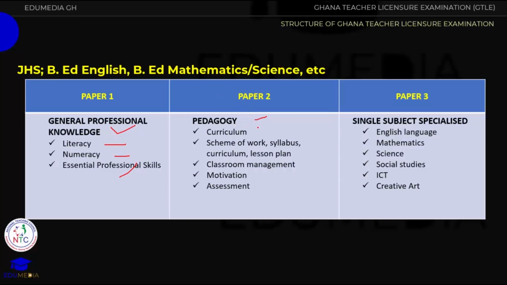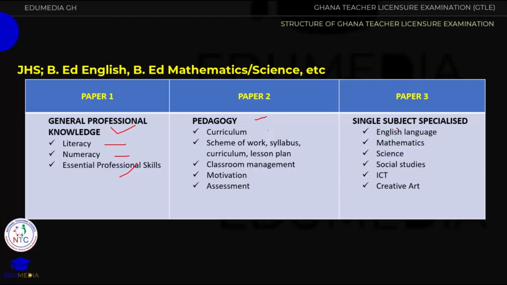Now, this pedagogy here, the area of focus is going to be curriculum. So you're going to look at curriculum, scheme of work, syllabus, curriculum planning, and then lesson planning. You're also going to be looking at classroom management, motivation in classroom, and then assessment. So pay attention to this area very well for those who are going to write the JHS education. You will definitely be questioned on the methods of teaching. Are you going to use the various methods to achieve your objective in the classroom?